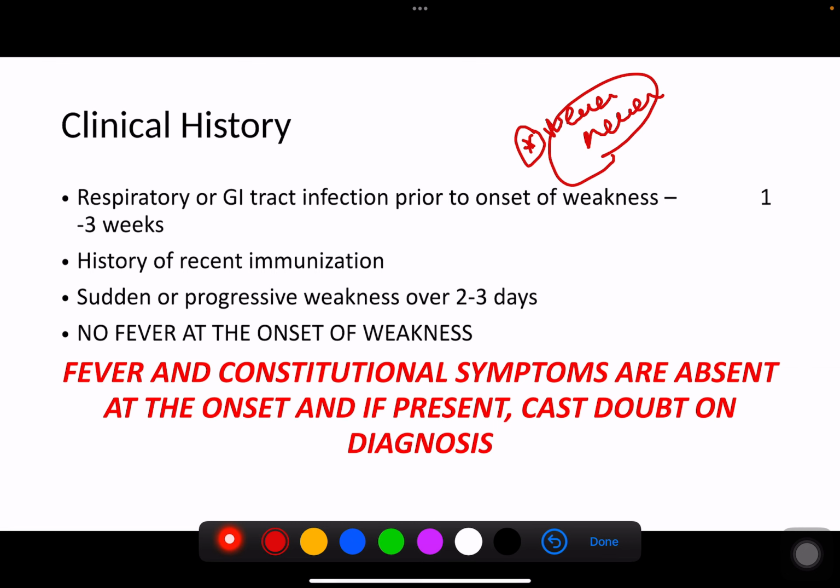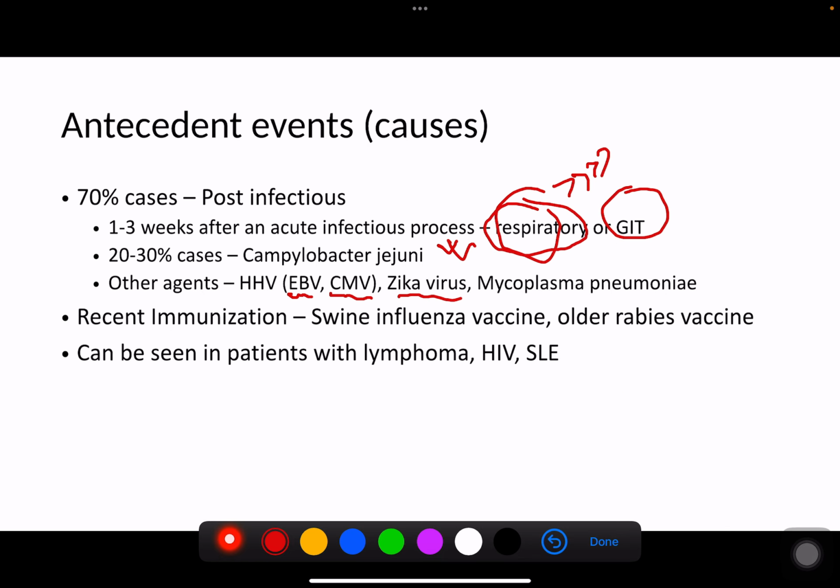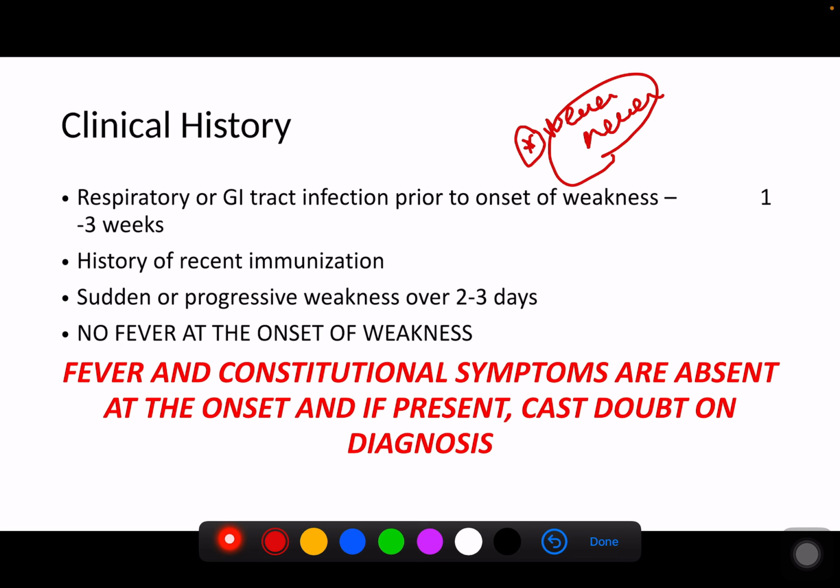Issue of recent immunization, I already talked about the immunization that we have to talk about. So a recent immunization, or basically Epstein-Barr virus, cytomegalovirus, Zika virus, right? And sudden or progressive weakness over 2 to 3 days, and that weakness is an ascending pattern of weakness. Never to miss this ascending pattern of weakness.